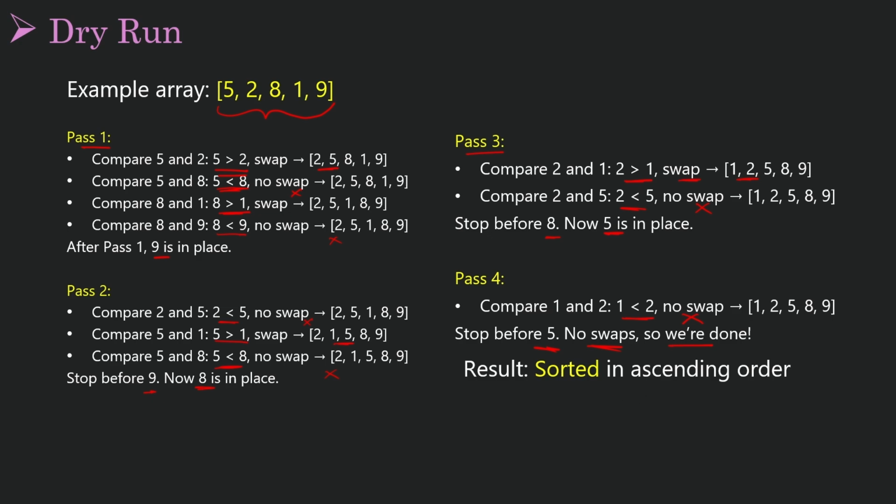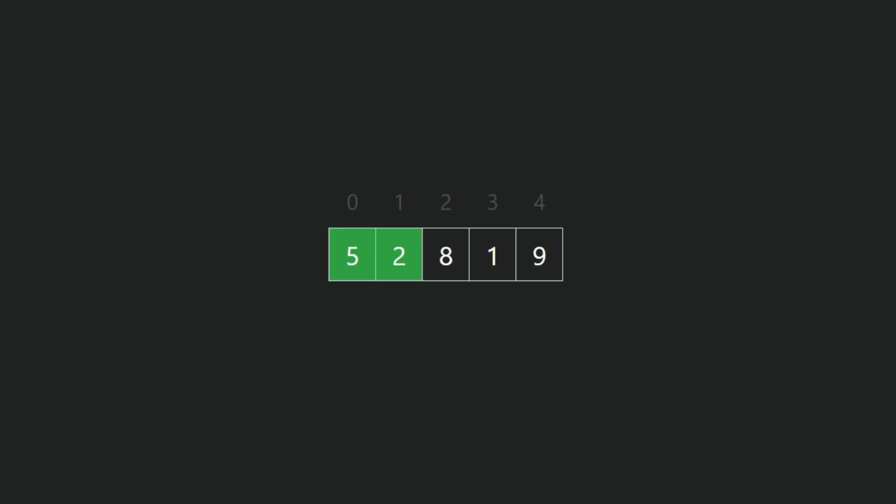That's so clear. Imagine the array as boxes, with numbers sliding around. Initial, 5, 2, 8, 1, 9. Pass 1. 5 swapped with 2. 8 swapped with 1. Pass 2. 5 swapped with 1. Pass 3. 2 swapped with 1. Pass 4. No swaps. Picture the biggest numbers settling right, like heavy balls. In an app, you'd see bars moving, but this shows the flow. Clear? Yeah, I see the bubbling now.